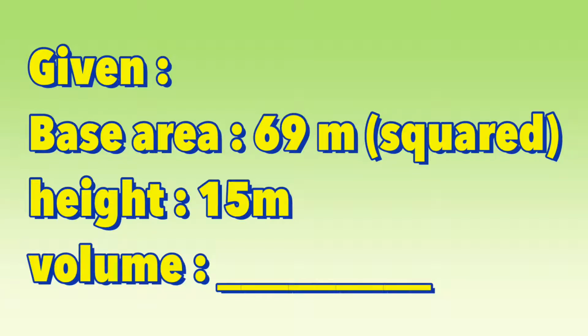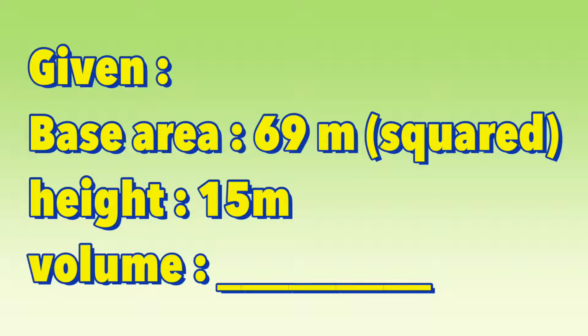Okay, next problem. The given is the base area of a rectangular prism, 69 square meters, and the height is equal to 15 meters. You're going to find the volume. So the same, we're going to use the formula of a rectangular prism: volume equals length times width times height.